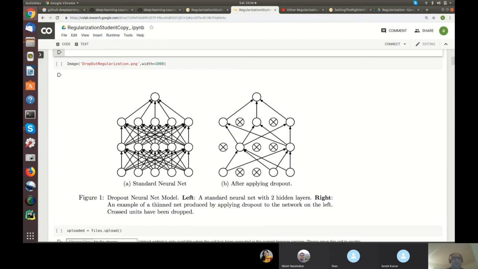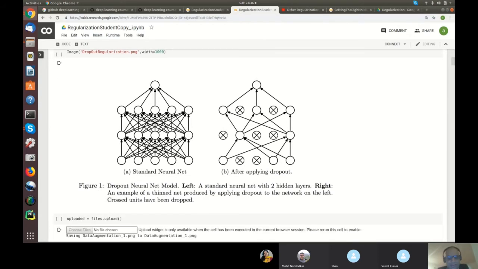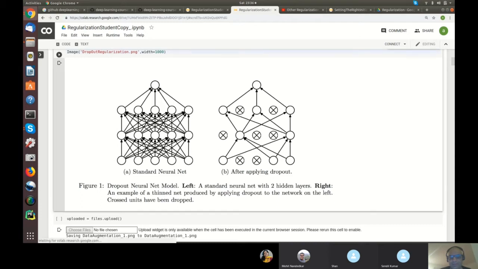So this is what Senthil had mentioned, setting the weights to 0. That was the case of a regression model. This is a case of neural networks. So here, essentially what we do is we force certain neurons essentially to 0.